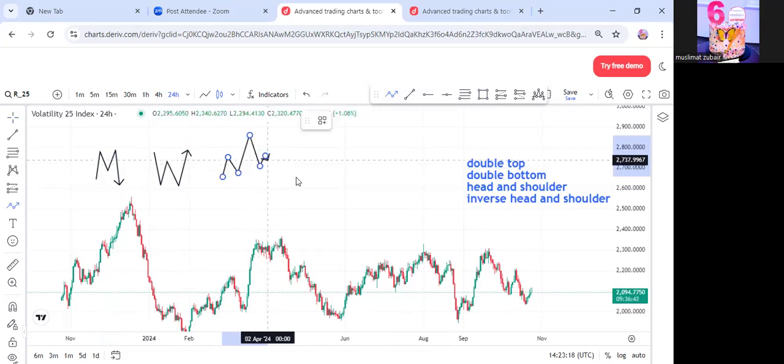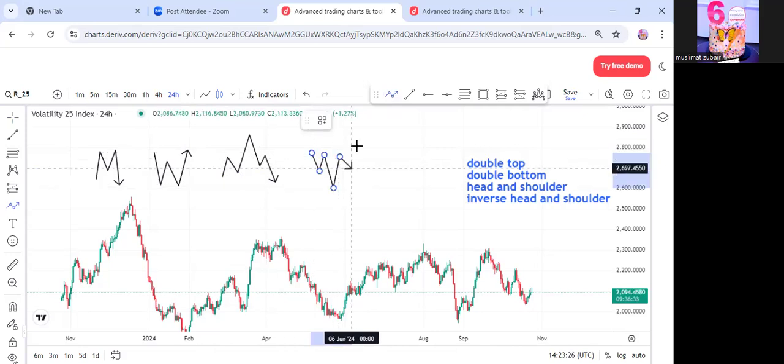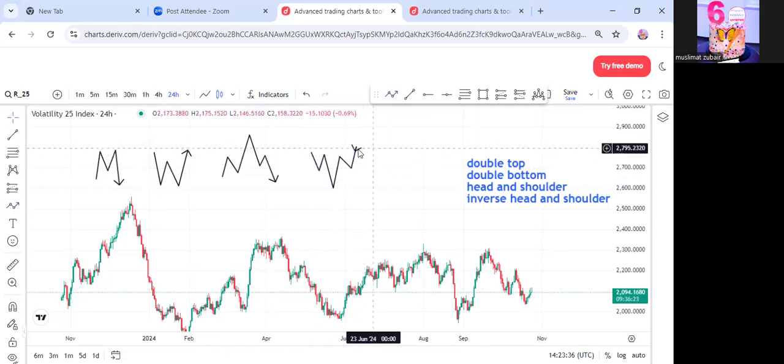This is the third one. Then we have the last one, which is what? The inverse head and shoulder. This is the inverse head and shoulder. So it's the same thing as the head and shoulder, but this is just an inverse of the head and shoulder. Let me draw this again.